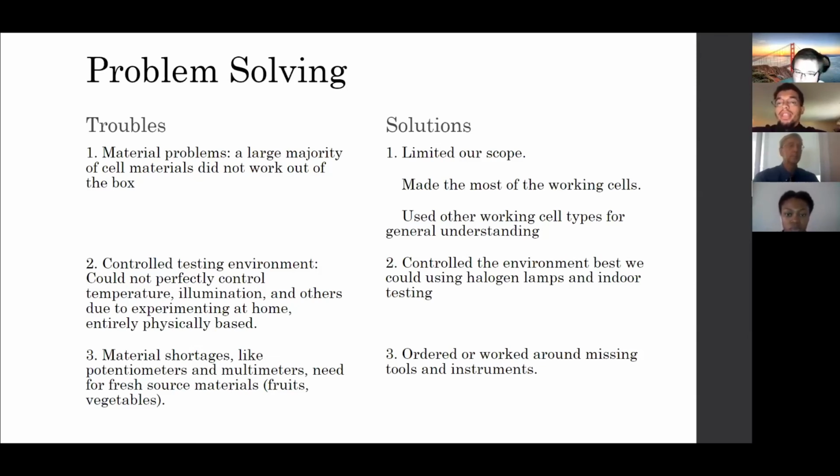Another problem we came across was a material shortage. We did not have access to potentiometers at first, and we also only had one multimeter. We also had problems with our fresh source materials, including our fruits and vegetables. So to get around these problems, we decided to order the potentiometer and the extra multimeter that we needed.